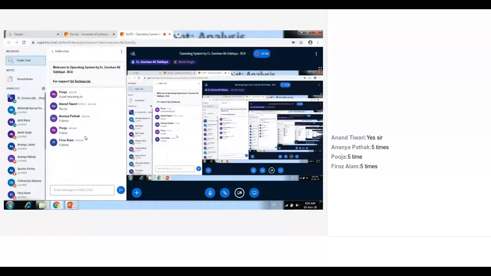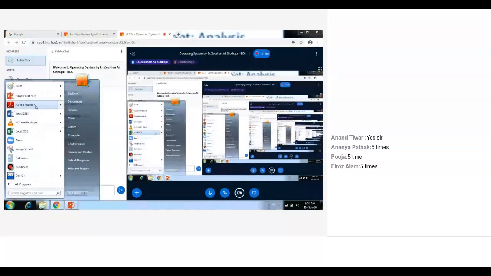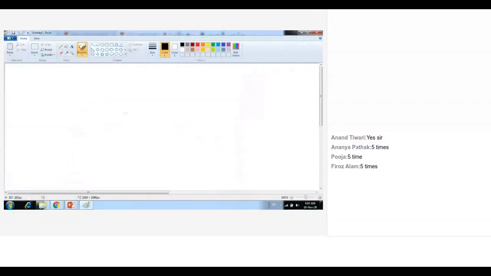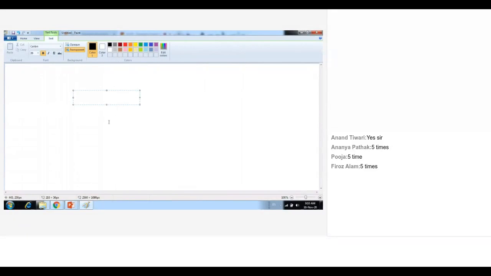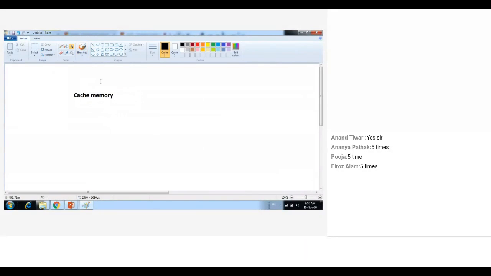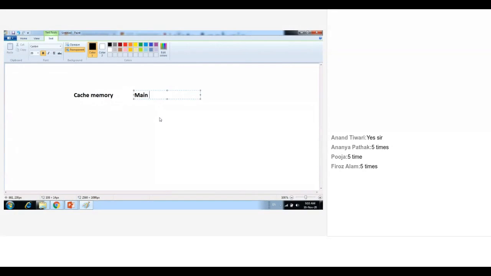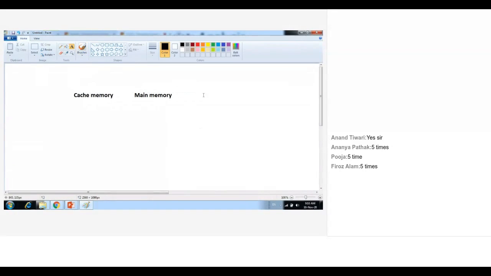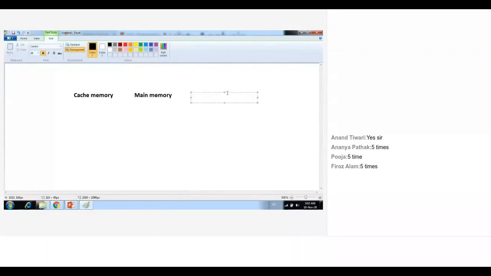Let me show you one more thing. Let me write, then I will ask. Is my screen visible, the computer screen? Do you know what cache memory is? Yes or no? Do you know what main memory is? There is one more thing, your backing store, that is your hard disk.